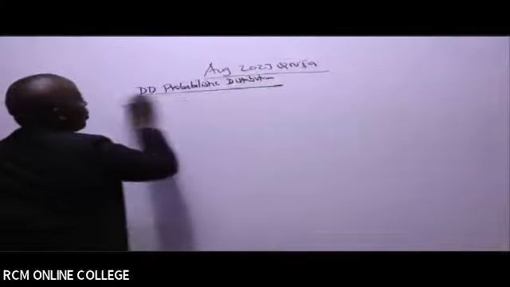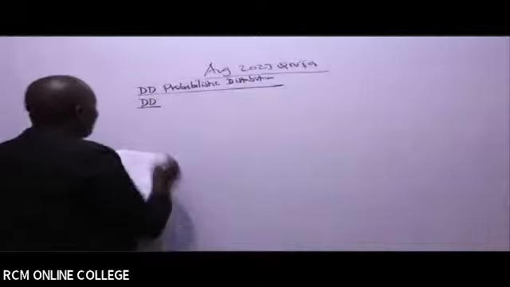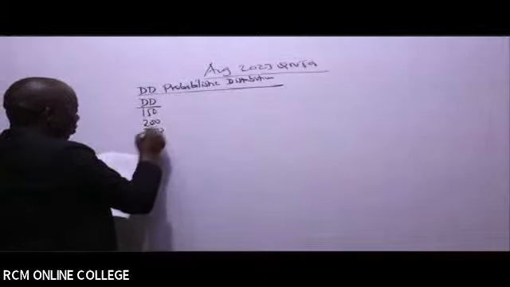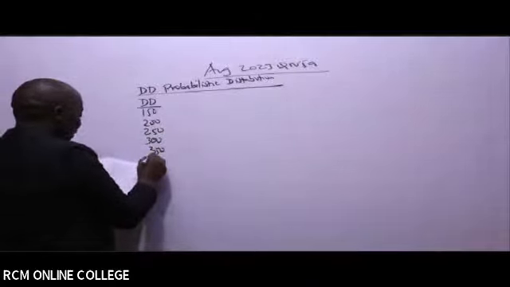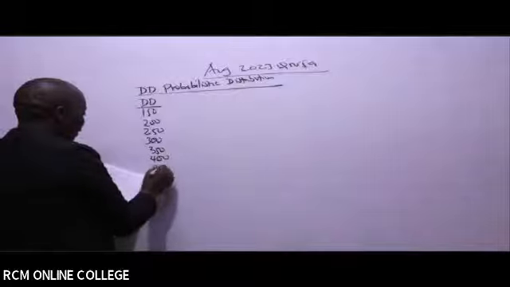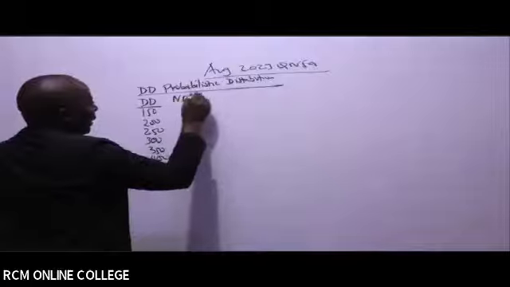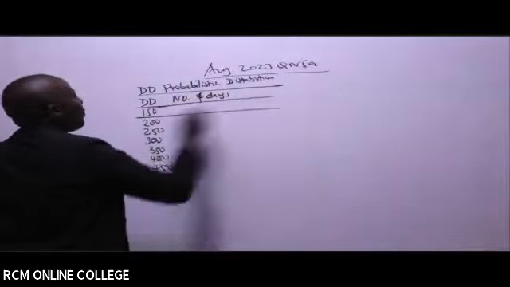So we have our demand: 150, 200, 250, 300, 350, 400, 450. Then they have given us the number of days. So the number of days has been provided.